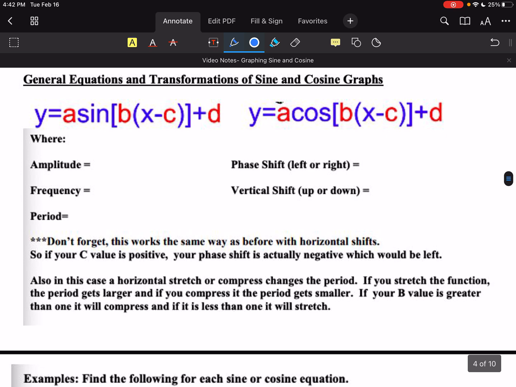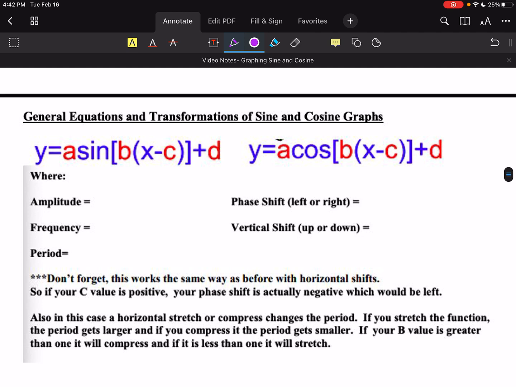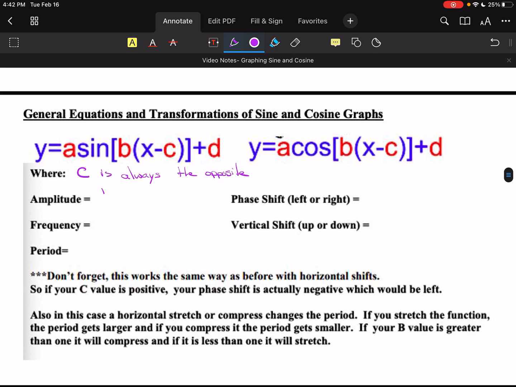So the general equations we're going to be dealing with look like those right there. So y equals a sine b times x minus c plus d. Now, these behave almost exactly like what we did at the beginning of the year with our transformations, right? So the big thing, remember, is that c is always the opposite. Whatever is given inside the parentheses, c is the opposite sign of that. My amplitude I get from my a value, and it's always the absolute value, right? My amplitude is always positive.